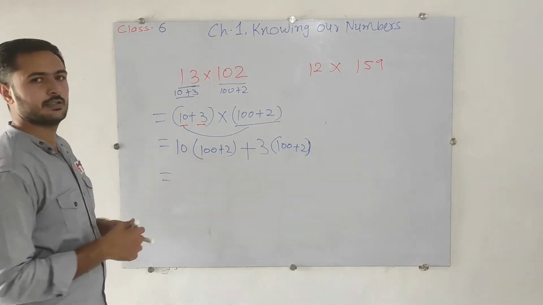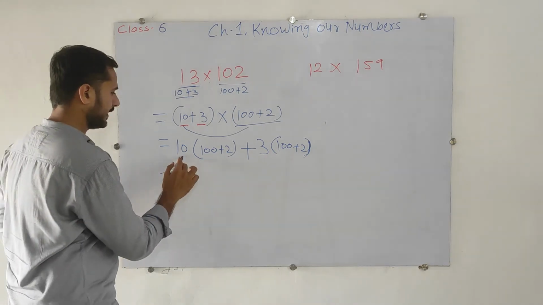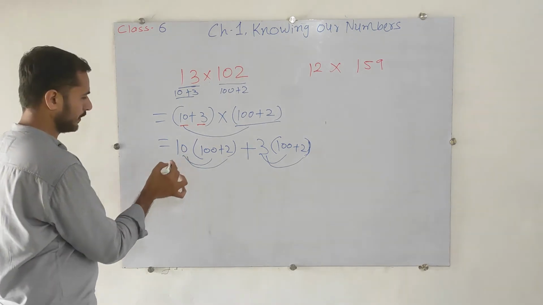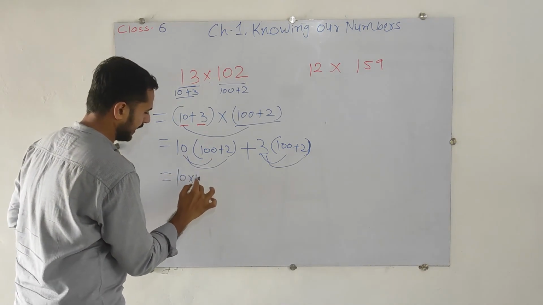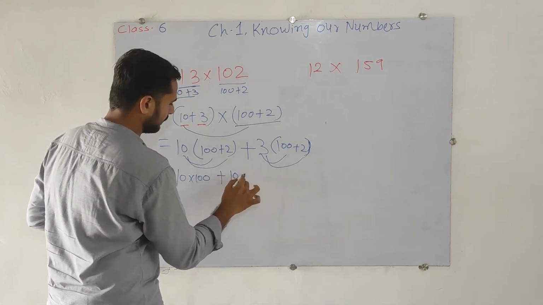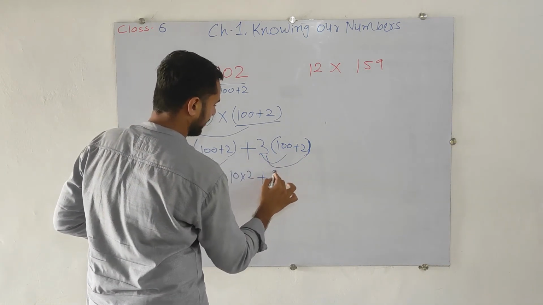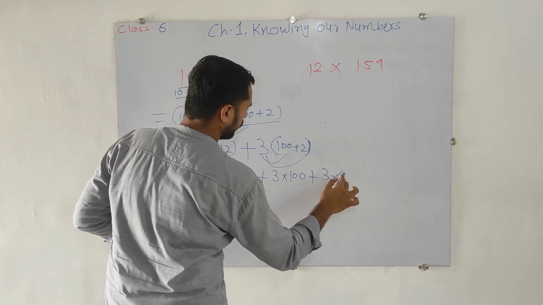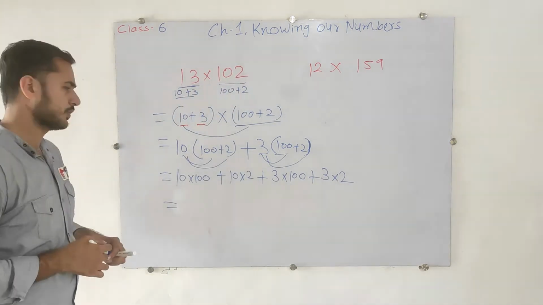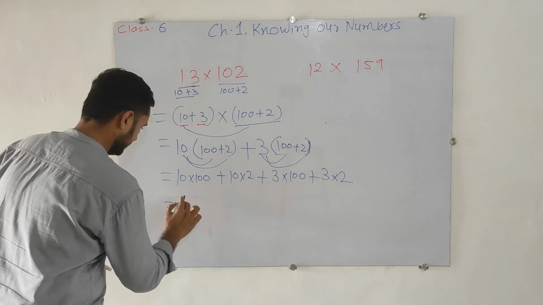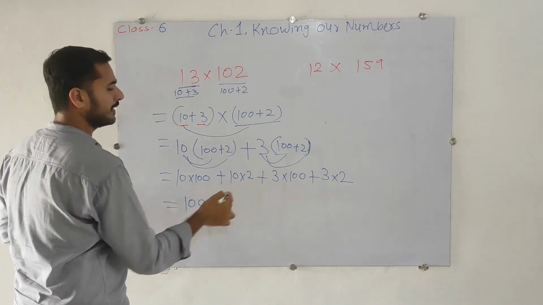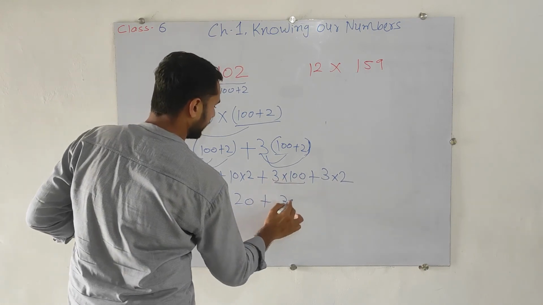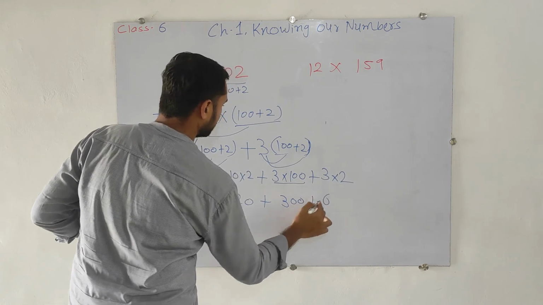Now simply, how will we solve? First of all, solve the brackets, or do it by expansion like this. I will go with the expansion form. So that is 10 multiplied by 100, plus 10 multiplied by 2, plus 3 multiplied by 100, plus 3 multiplied by 2. Here 10 multiplied by 100 will be 1000, plus 10 multiplied by 2 is 20, plus this is 300, plus here that's the 6.